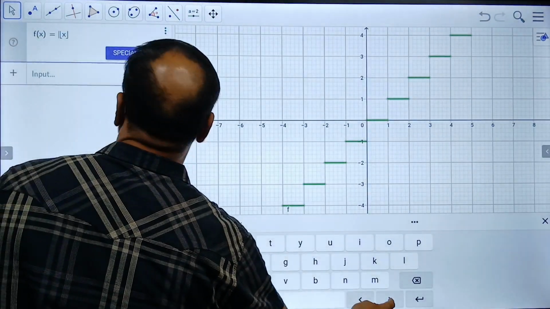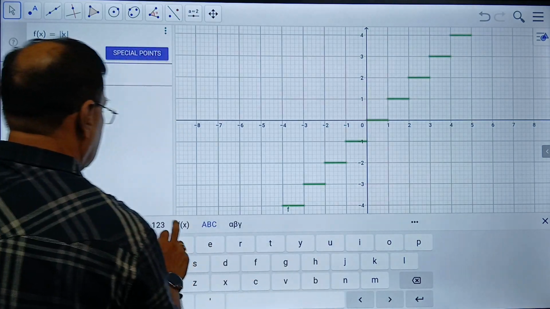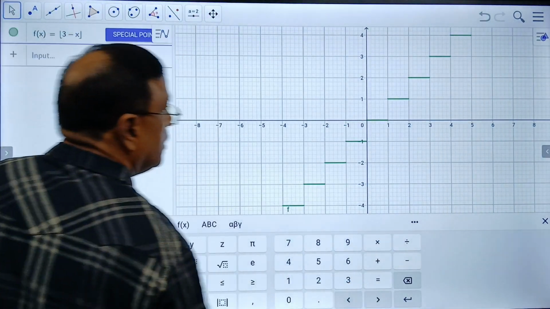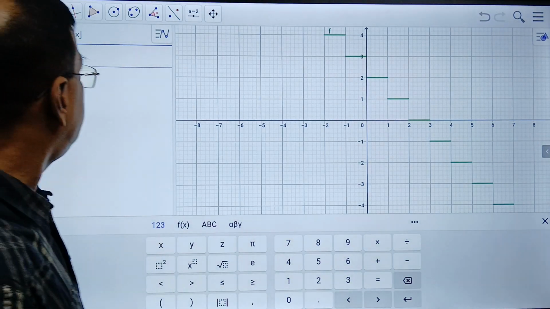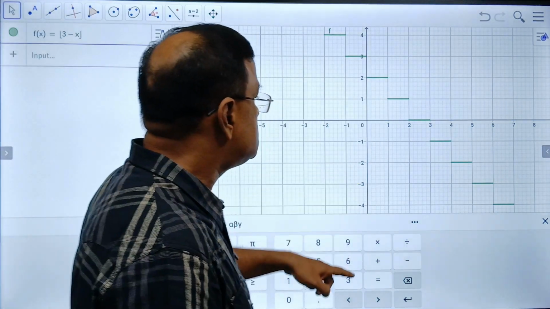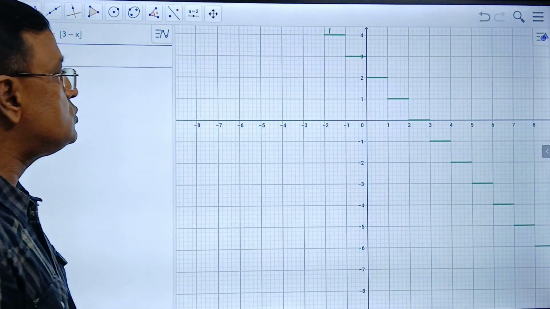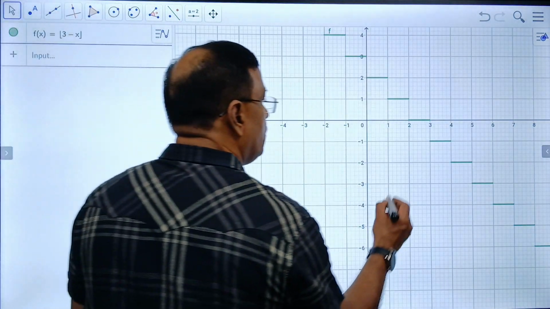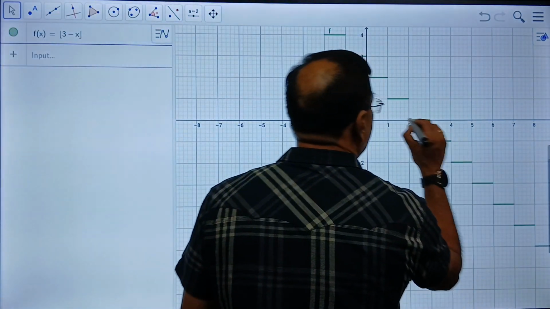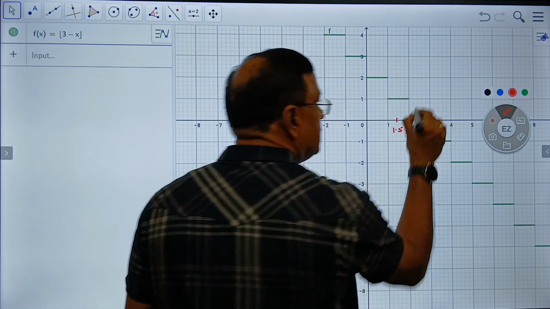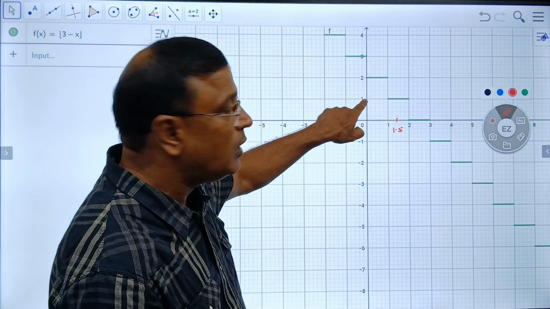Let me make it 3 minus x. So this is the greatest integer function. Look at it. This is how the graph of 3 minus x looks. Now he wants to talk about 1.5. So look at this, 1.5. Clearly it's continuous, and you see your limit is 1.